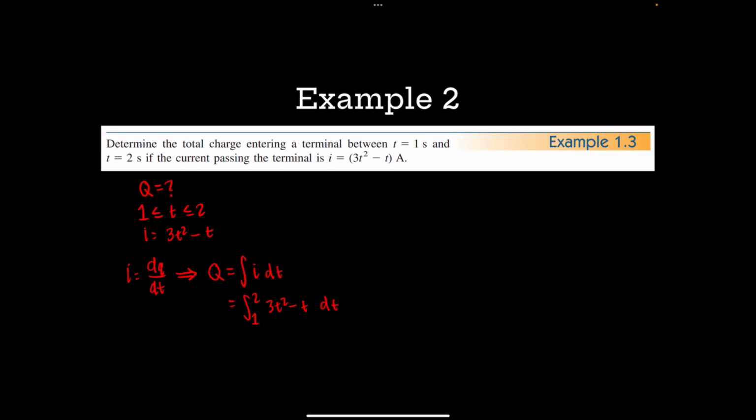We can compute this integral. 3t squared, the integral of that will be t cubed. The integral of t will be t squared over 2, and we will calculate it from 1 to 2 seconds. When we plug 2 in to this expression, we have 8 minus 2. And when we plug 1 in to the expression, we have 1 minus a half. And from there, we can calculate our charge, which will be 5.5 coulombs.